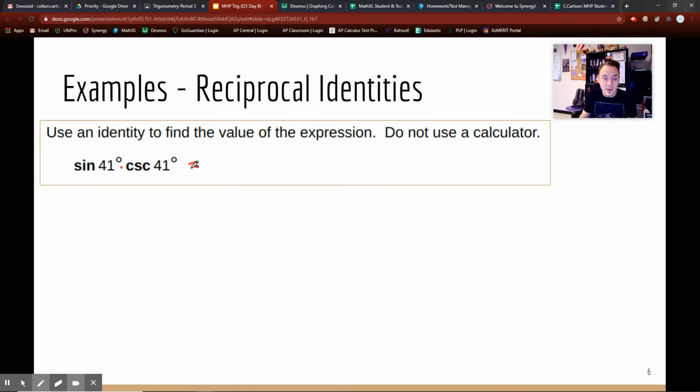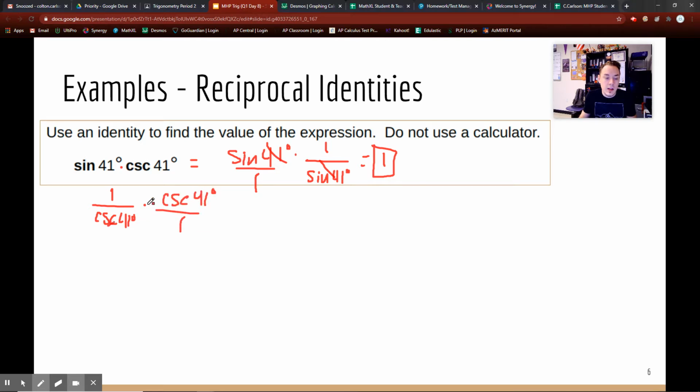I can set this up like this. This equals sine of 41 degrees times 1 all over sine of 41 degrees. Of course, this is all over 1. So what happens? Poof. This equals 1. I could also set this up as 1 all over cosecant of 41 degrees times just cosecant of 41 degrees all over 1. Goes poof, still equals 1.